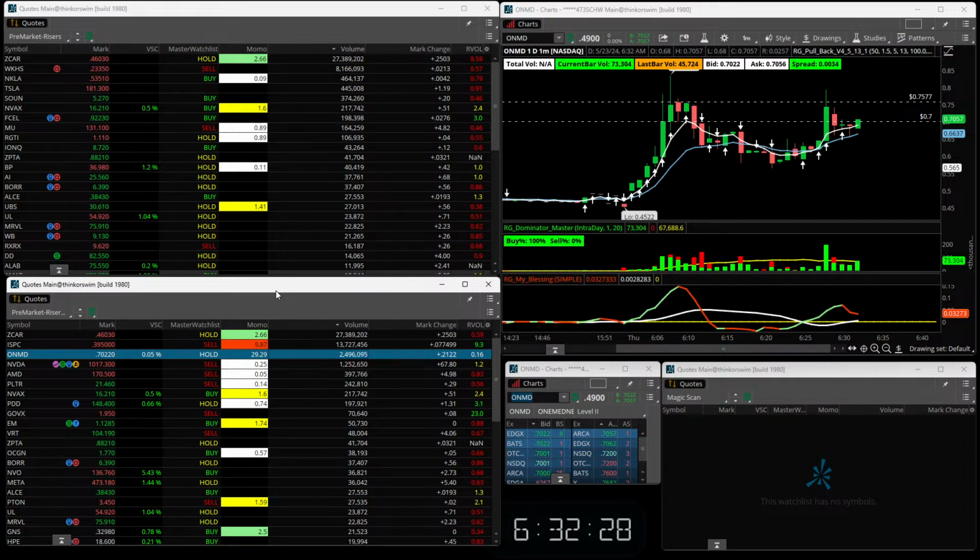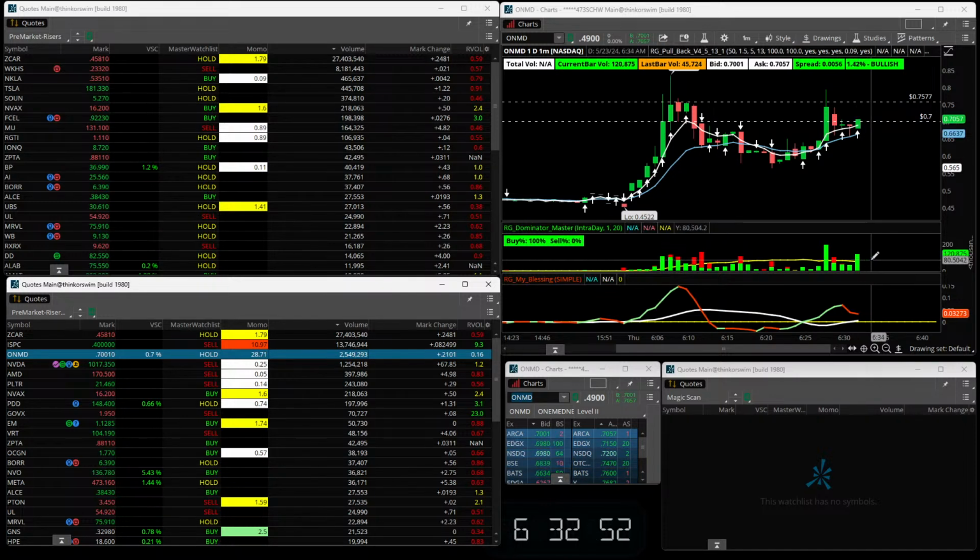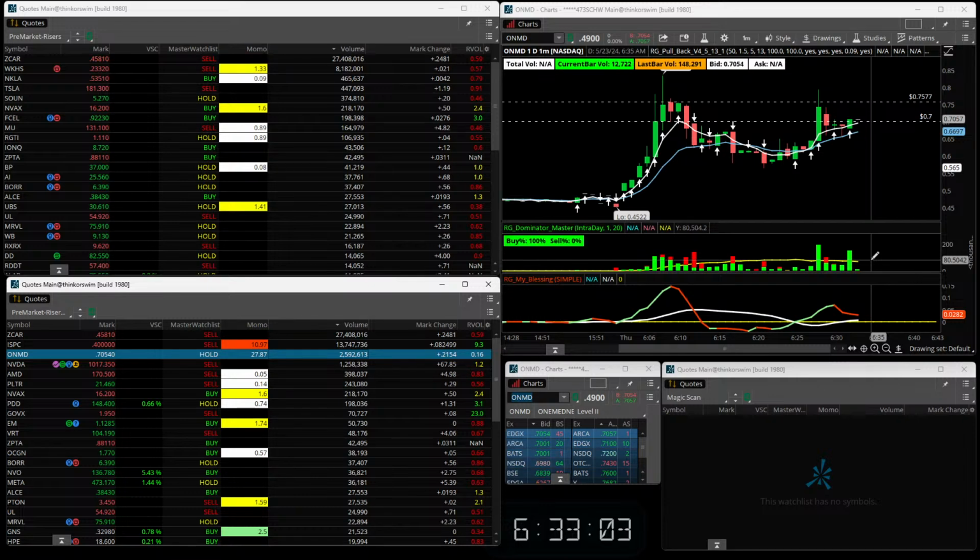Looks like the buyers may come back into ONMD. I'm watching the Dominator bar, a little taller on the last one that's active. The current one, I should say. If it breaks above that yellow average line in Dominator Master, that means they're coming back in. It's not a guarantee more will come back in, but it's higher volume than average. Red Dominator bar.